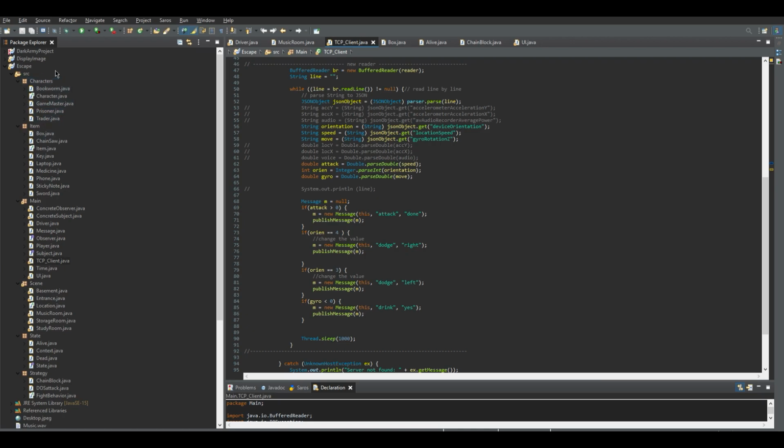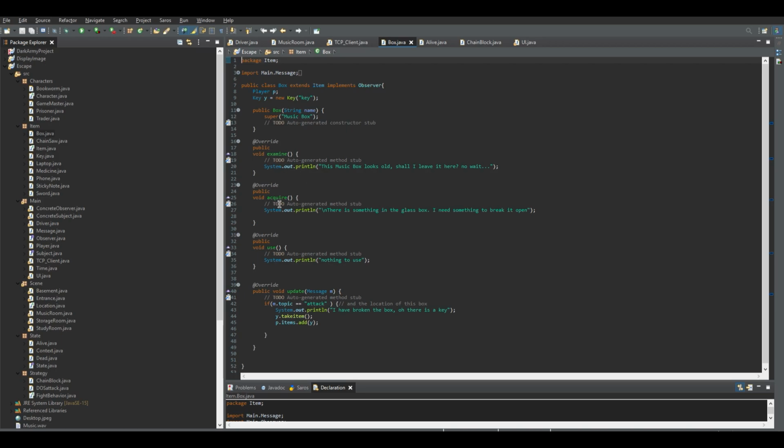Just a quick walkthrough. We have separated every similar bunch of classes into packages, and we've used multiple characters, most of them being non-playable characters, as well as the player, which is implemented in the main. And for items, we use the template pattern as they had similar methods, such as examine, acquire, use, as you may have seen in the demo.